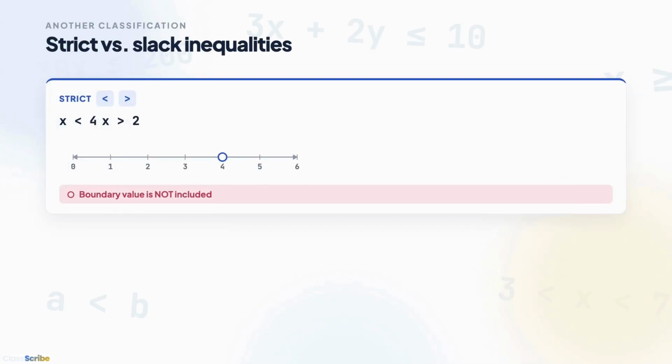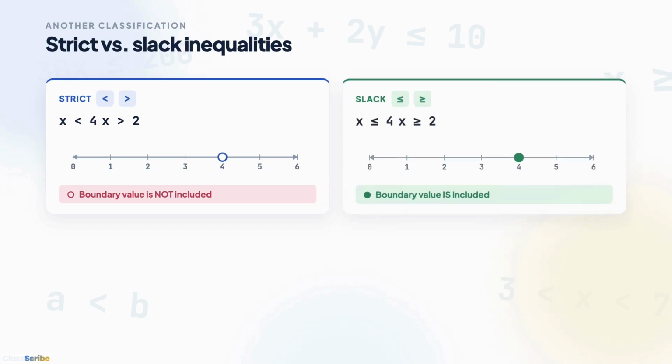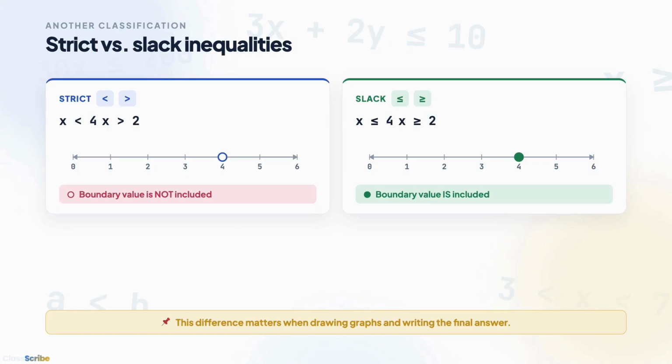Next, let's understand another important classification. Strict inequalities use only the symbols less than and greater than. For example, x is less than 4 or x is greater than 2. Here, the boundary value is not included. On the other hand, slack inequalities use less than or equal to and greater than or equal to. For example, x is less than or equal to 4 or x is greater than or equal to 2. Here, the boundary value is also included. This small difference becomes very important while drawing graphs and writing the final answer.